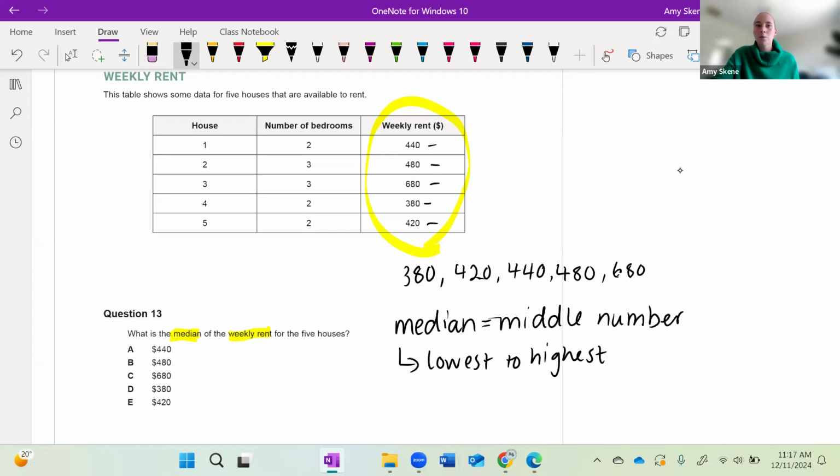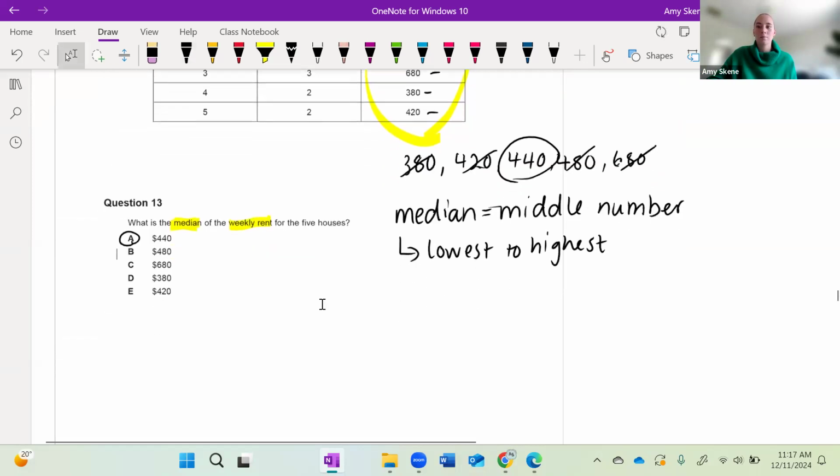Then the median is the middle number. So what I'm going to do is I'm going to cross out from left to right and work my way inwards. Lowest, highest, lowest, highest. Okay, I've got my middle. It is 440. So I look at the answers and my answer is A.